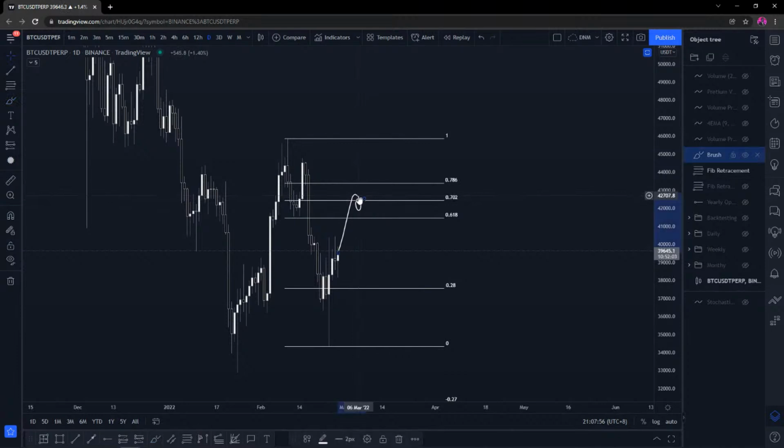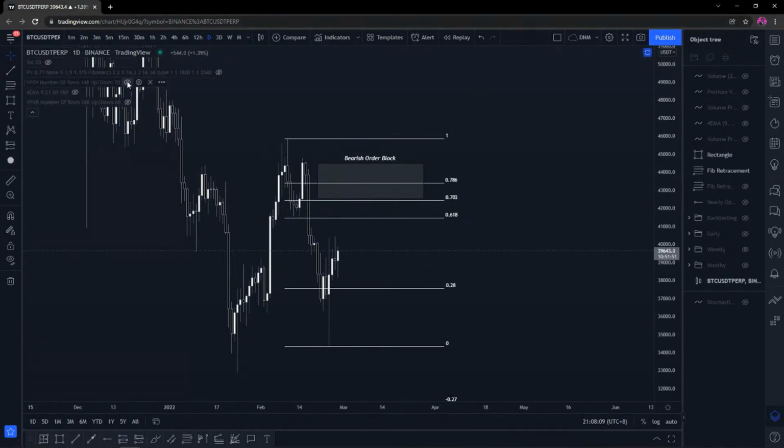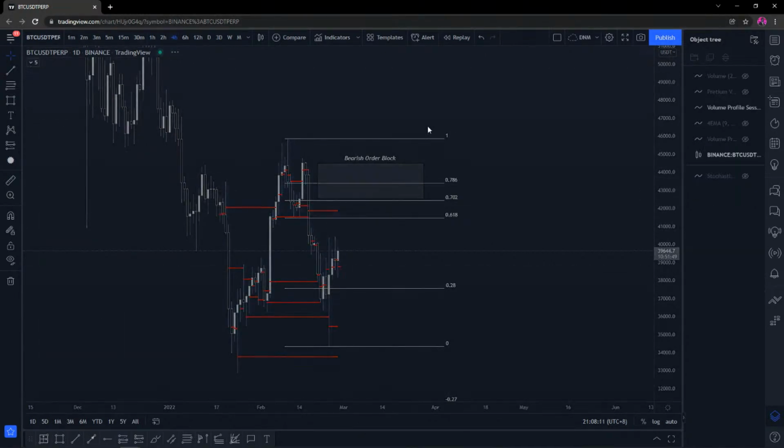So what have we actually got in this area if we look at it from a high time frame perspective? Well, over here we have a big bearish order block just there. And what else do we have? Let's have a look on the VPSV. Won't show us on the daily. So, it does, sorry.